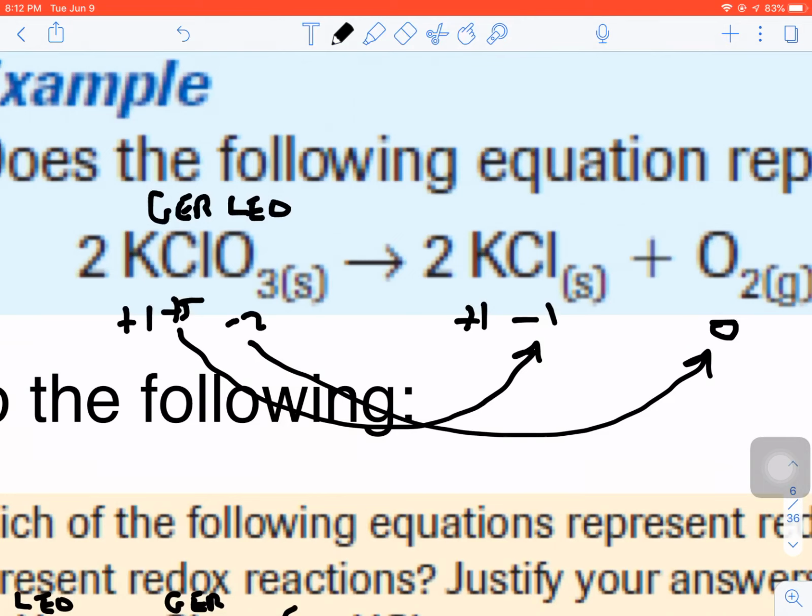Okay, so it's an actual element, not the whole compound, because there's only one compound on the left. Part of the compound, the KClO3, is being reduced, and part of that compound, some of the atoms are being oxidized while some of those atoms are being reduced.